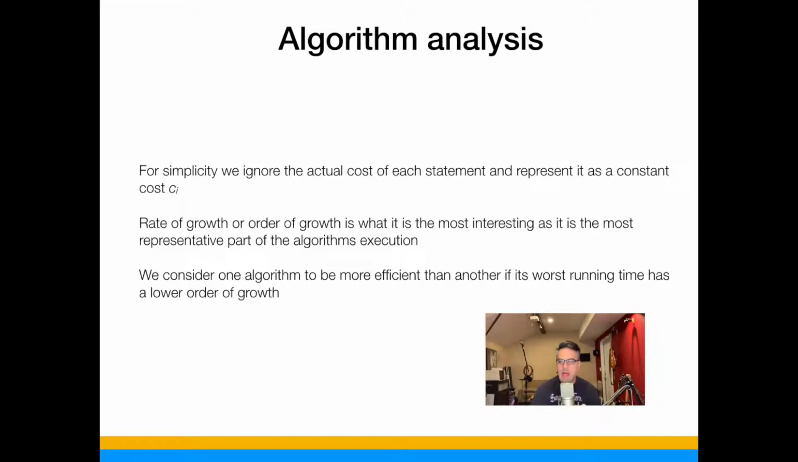So for simplicity in algorithm analysis, we're going to ignore the actual cost of each statement and represent it as a constant. What that means is that if opening a file takes longer than adding a number or subtracting a number or a simple math operation, it won't matter for this context. We are putting all of the small operations into a single cost. We're ignoring how much it will cost us.